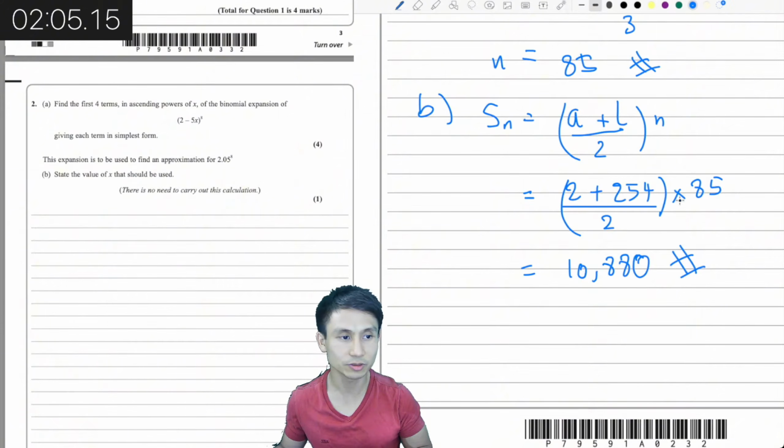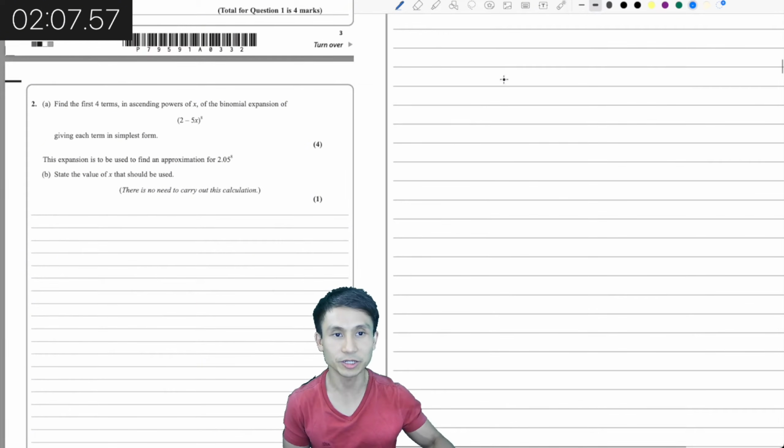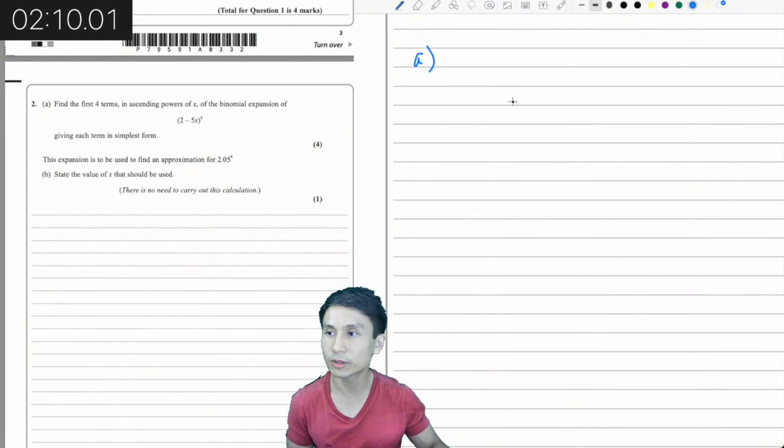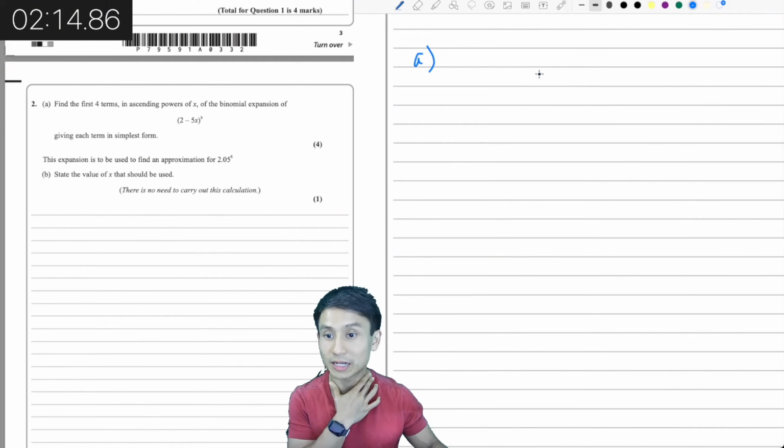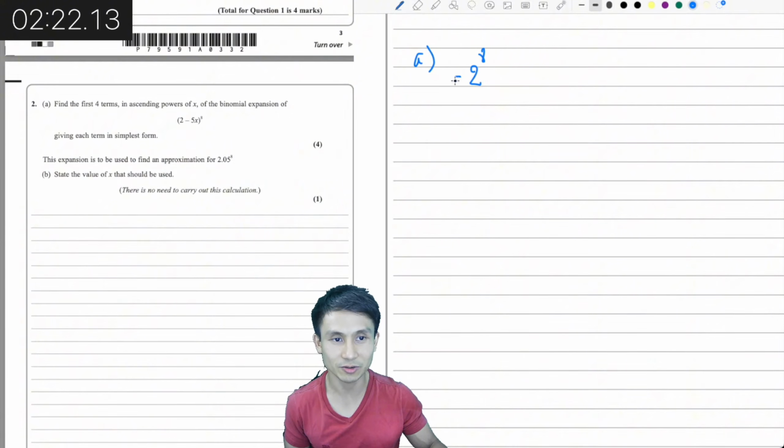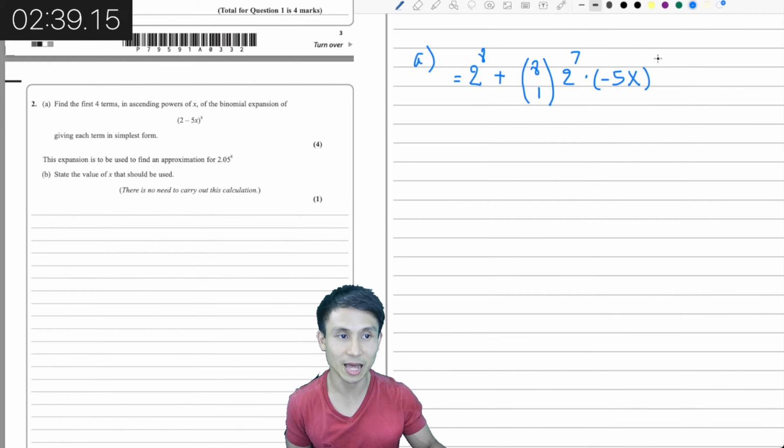Number 2. Just going to have some space here. A, find the first 4 terms in ascending power of x of the binomial expansion of that. All right, so first 4 terms. So we're going to do first term 2 to the 8. Just write equal there. And then the second term is plus binomial coefficient 8, 1. So the first one is 8, 0, and then 2 to the power of 7. The second one is that to the power of 1.